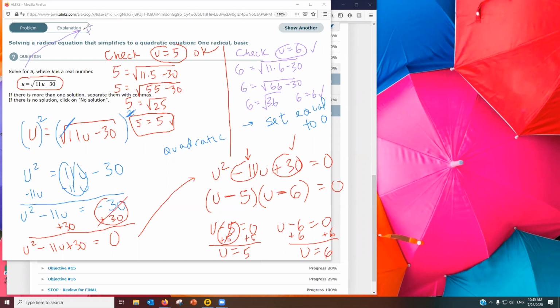So this problem had two solutions, u equals 5 and u equals 6. But again, you must check, because it could turn out that one of these solutions or even both of these solutions might not be valid when you plug them back in.